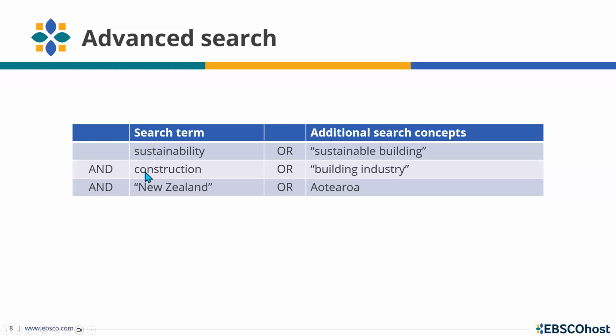However, all of these search concepts, so these three concepts that I have in mind, they need to be combined using the AND Boolean operator, because I'm looking for articles that's relating to sustainability as well as construction as well as New Zealand. So if I was looking for more of a local content. So all of my search concepts, I need to remember to combine using the AND. All of the synonyms or extra search concepts can be combined using the OR Boolean operator.